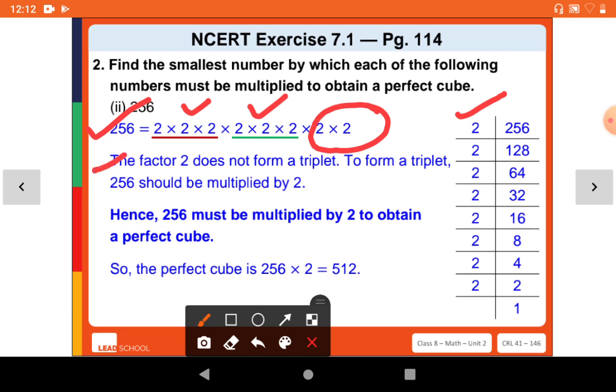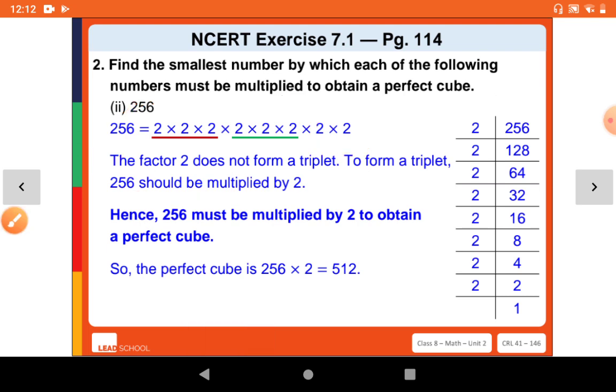Hence to make 256 a perfect cube, we need to multiply 256 by 2. So at last we have multiplied 256 by 2 and we have got 512. Hence 512 is the perfect cube which we have taken out multiplying 256 by 2. You can pause the video and note down the solution.